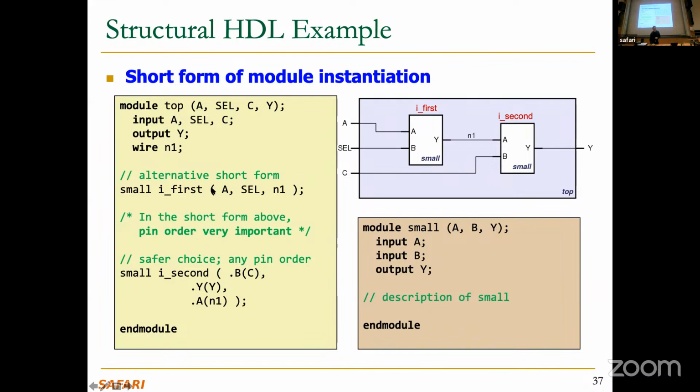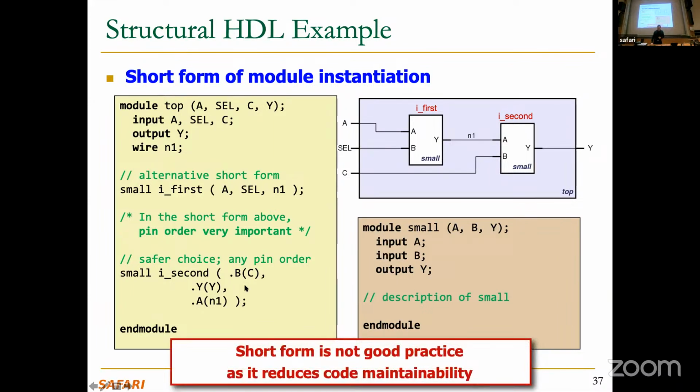It's very important. If you mess this up, if you reorder, for example, if you say B, A, and N1, this is not going to work. Well, I guess it depends on what's inside there, actually. But you cannot guarantee that it works, because that means that B and A should be, yeah, basically you need to have a commutative function, right, for that to work. Okay, yeah, this is a safer choice, basically, any pin order. And that's what I would recommend. Short form is not good practice, as it reduces code maintainability, and it's very prone to errors.